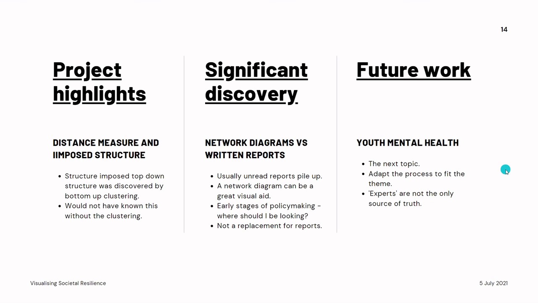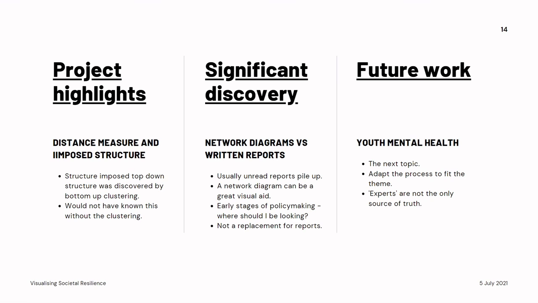Project highlights were Beatrix's distance measure and finding this structure that was imposed top down but discovered by the bottom up method of clustering. We would not have known this without doing that clustering, and the clusters that we got in the end were actually really intuitive and made sense. In terms of a significant discovery, policymakers have a lot of reports they need to read. The benefit of a network diagram is that it's a really good visual aid for those early stages of policy making. So where should I be looking before I delve into all these reports? It's not a replacement for the reports, but it helps give policymakers some direction.